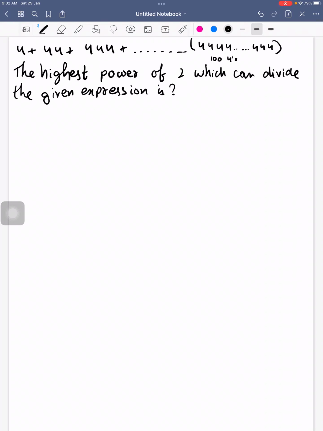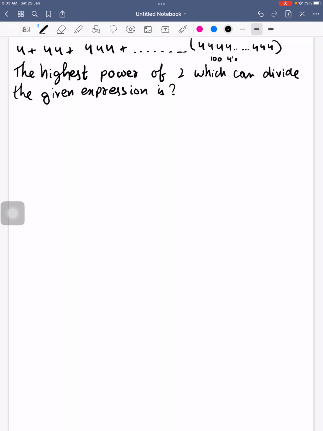Hello, today we'll be looking at this question. 4 plus 44 plus 444 plus so on until 104 is the expression given. The highest power of 2 which can divide the given expression is, that is what we have to find out.